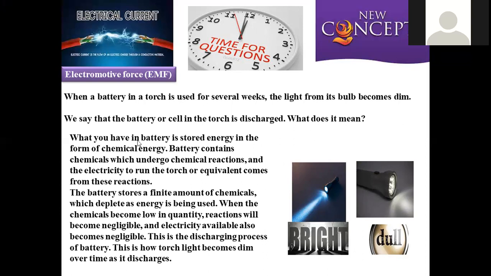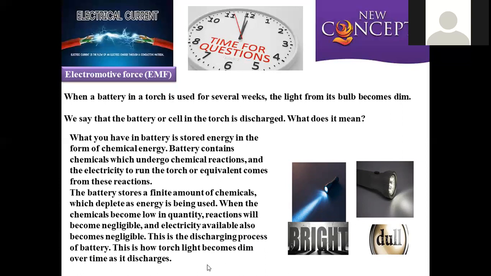Now we will see. A battery stores energy in the form of chemical energy. A battery contains chemicals which undergo a chemical reaction spontaneously, and electricity originates at the expense of the chemical reaction carried out within the battery. That is used to run the torch, to illuminate it; chemical energy should be released. The battery stores a finite amount of chemicals, which deplete as the energy is used. When the chemicals become low in quantity, the reactants become negligible and the electricity available also becomes negligible. This is the discharging process of a battery.